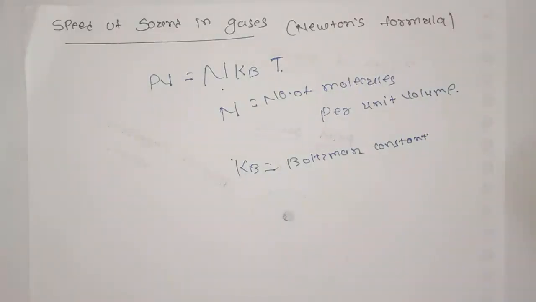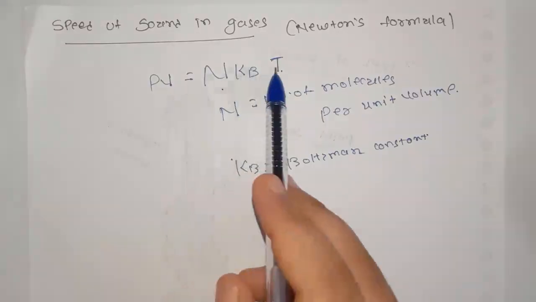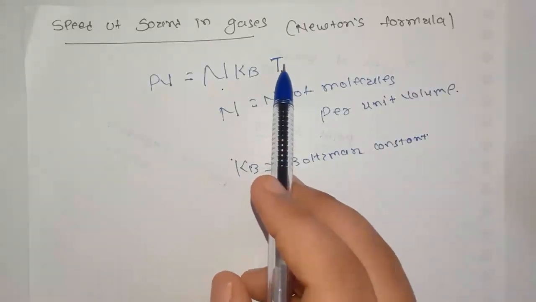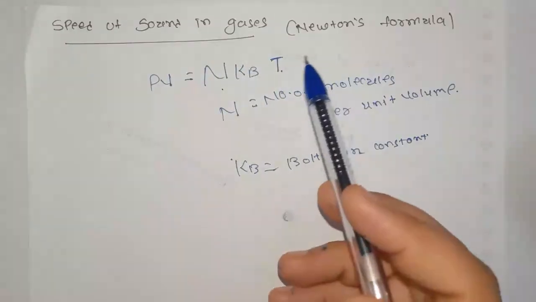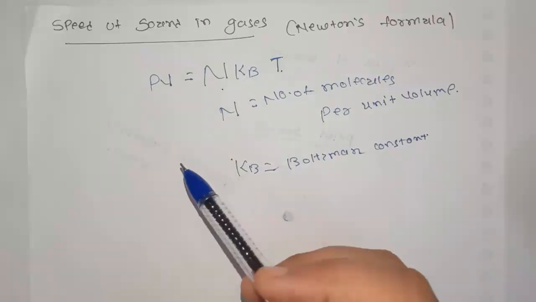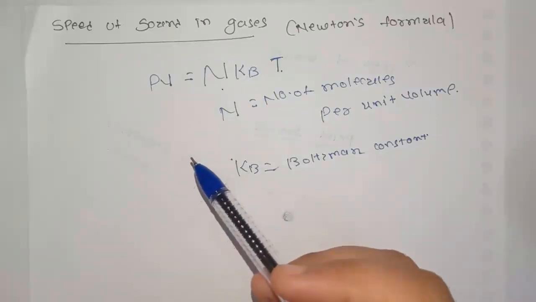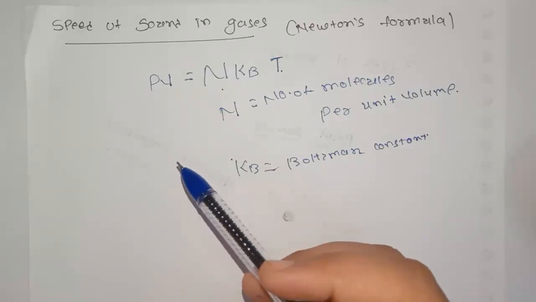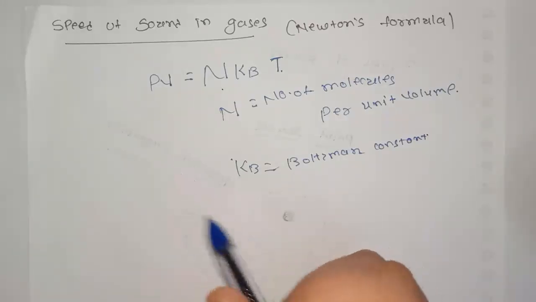Newton assumed that when sound waves propagate through gas, the change in pressure and volume of the gas are isothermal. That means the temperature will be constant. The amount of heat produced during compression is lost to the surroundings, and the amount of heat lost during rarefaction is gained from the surroundings. So the temperature of the gas will remain constant.